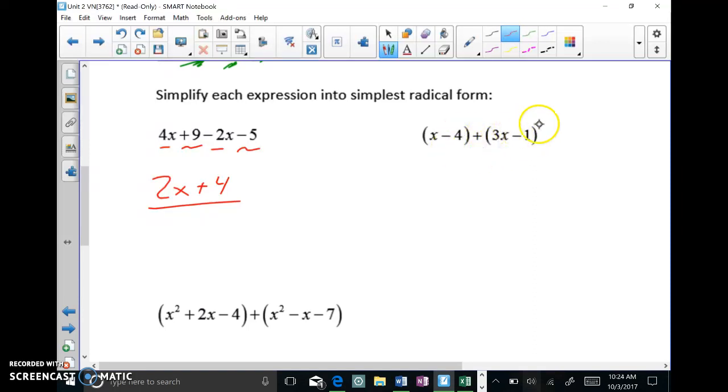Here is an addition of polynomials. So it's just combine like terms. I have x and 3x. They're both positive, so they combine, that's 1x and 3x is 4x. Negative 1, negative 4 is negative 5. That's it.